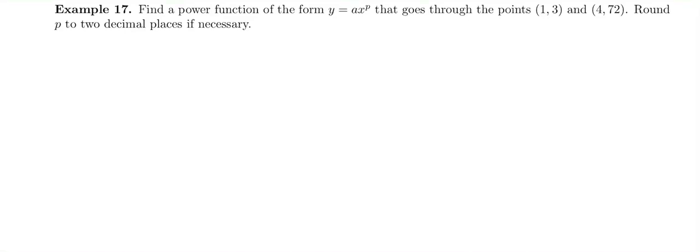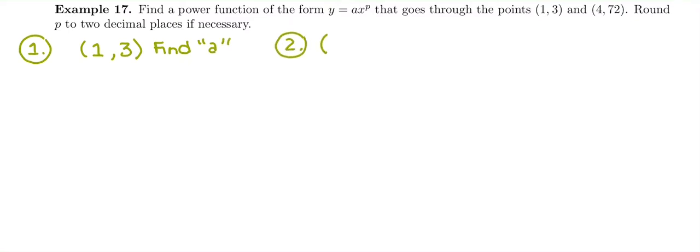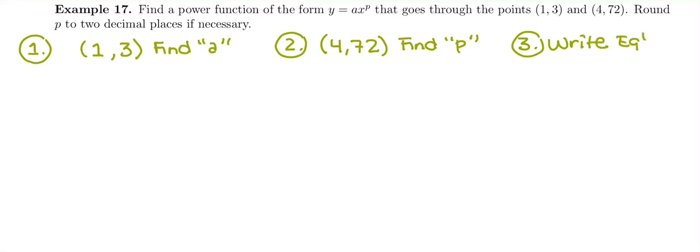Let's look at another example of writing our own power function y equals ax to the p. We're going to do it in 3 steps. Our first step, we're going to use the point with the x value 1 to find a. So I'm going to use that (1, 3) and find a. My second step, I'm going to use the other point, the one without an x value of 1. So I'm going to use (4, 72) to find the power p. And then I'm going to write the equation in the form y equals ax to the p.